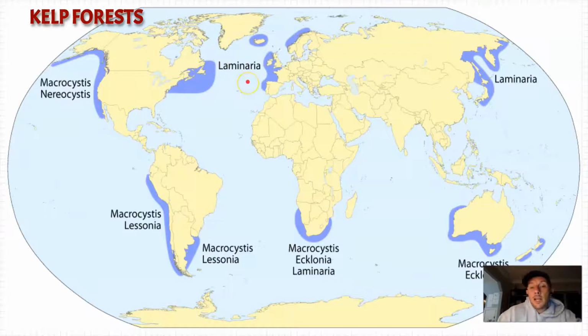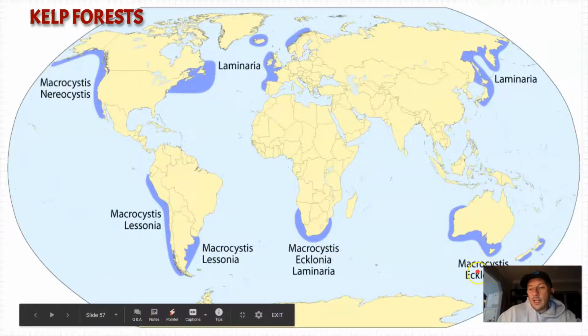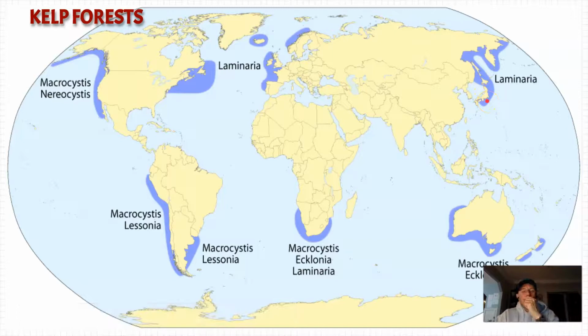Laminarias dominate in the Atlantic. Off the coast of South Africa, you've got Macrocystis, Laminaria and then Ecklonia. Macrocystis and Ecklonia down in here in Australia, and then Laminarias dominate over in Asia, which is interesting. But they have a slightly warmer water current and a slightly different one than we do, although it's still pretty cold up here off the Kamchatka Peninsula, I believe. And this is the Sea of Okhotsk, if you remember that from earlier on in the year.